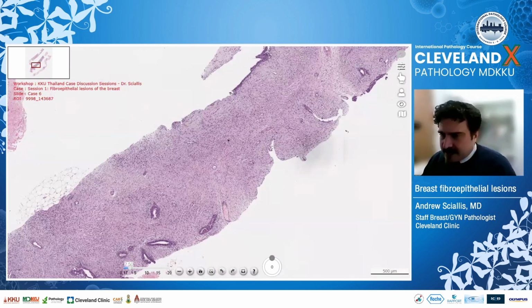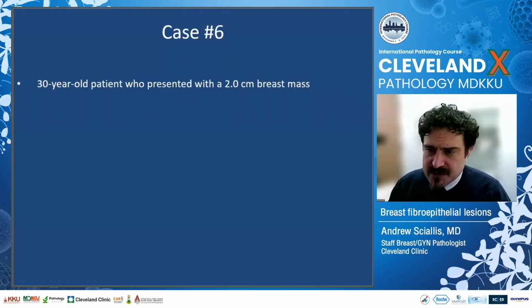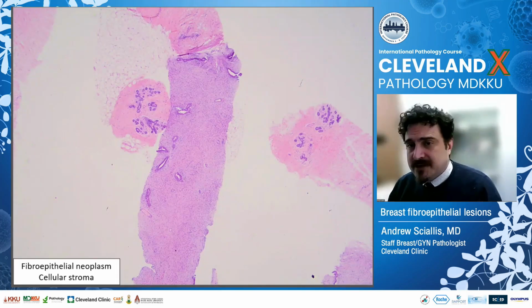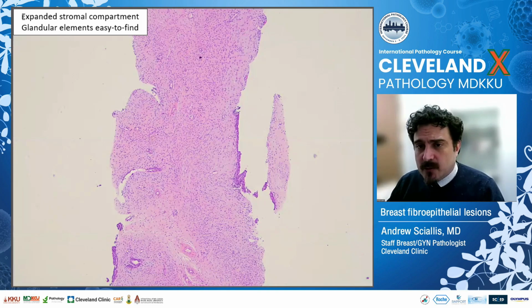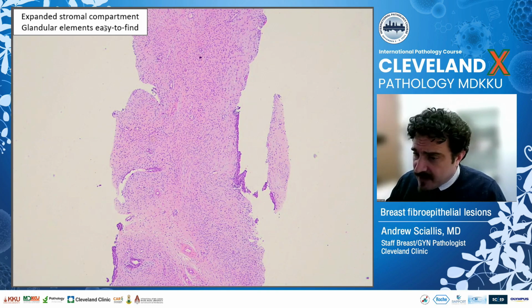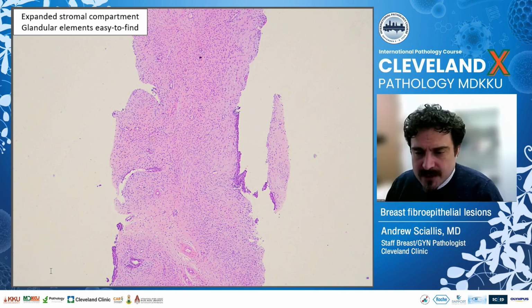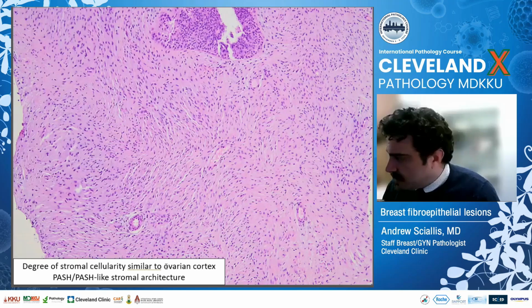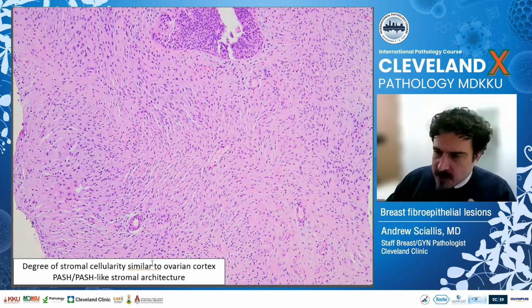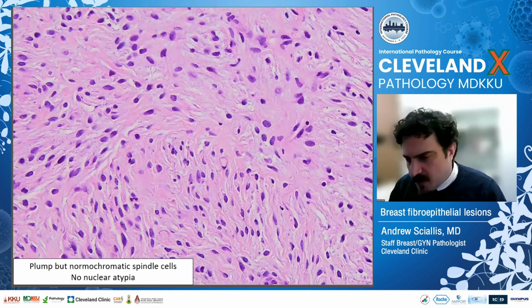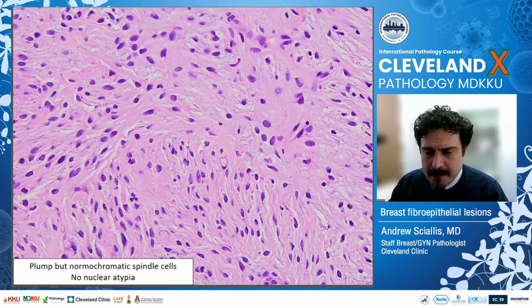Well, at the Cleveland Clinic, we have a pretty conservative approach to stuff like this. So just a review, fibroepithelial neoplasm with cellular stroma. You kind of know what direction this is going to go into. Expanded stromal component. Glandular elements are still easy to find, they're just a little bit more spaced out. Degree of stromal cellularity is similar to the ovarian cortex. So it's cellular, but not super duper cellular. PASH-like stromal architecture, plump cells, normochromatic, nothing that looks like atypia.